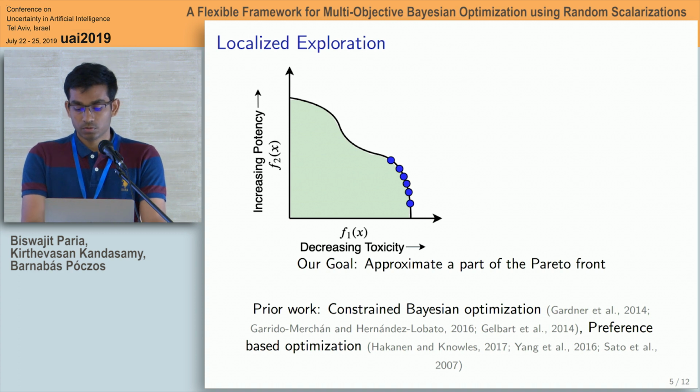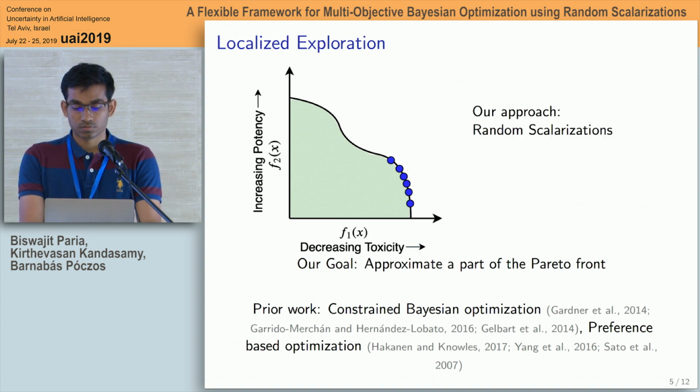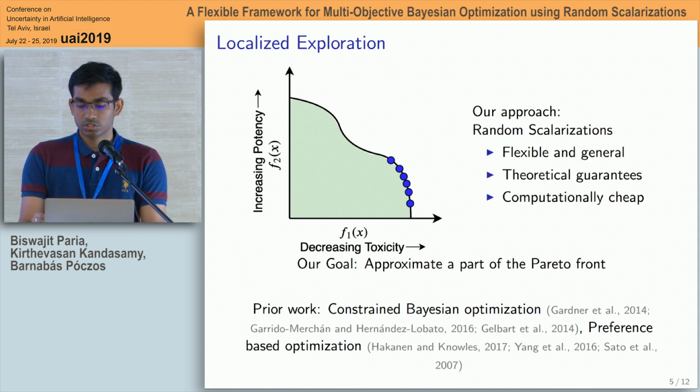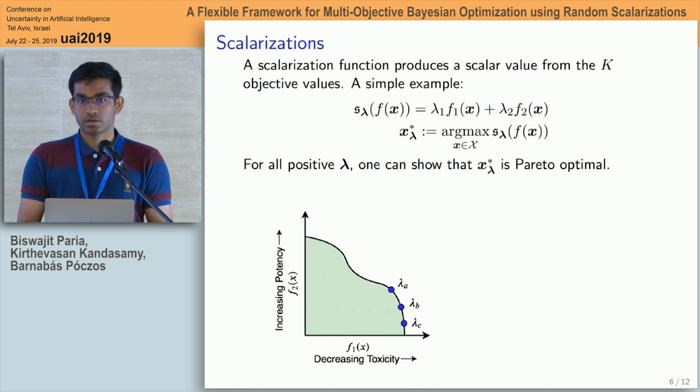There has been some prior work in this regard along the lines of constrained Bayesian optimization and preference-based optimization. We, however, used a random scalarizations approach. Random scalarizations have been previously used in other works, but mostly to explore the whole Pareto front instead of certain parts. And we also generalize this approach to more general scalarizations. We show that it leads to an intuitive set of algorithms that are flexible and general, have theoretical guarantees, and are computationally cheap.